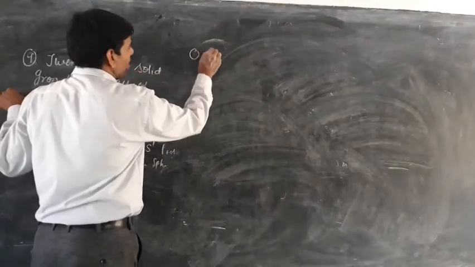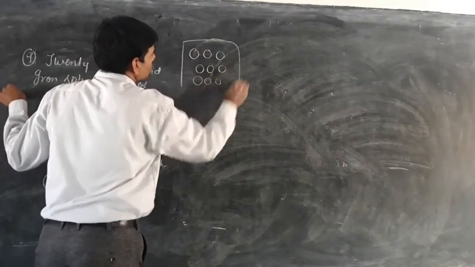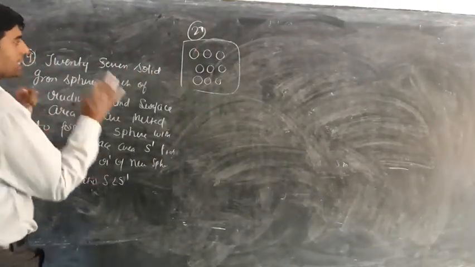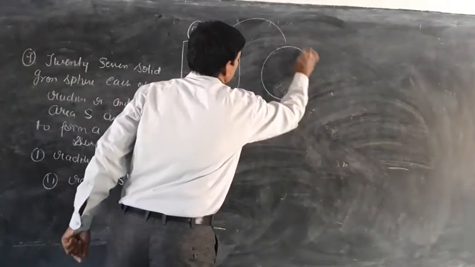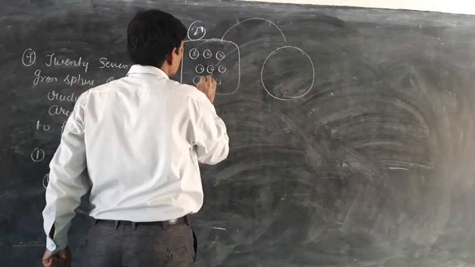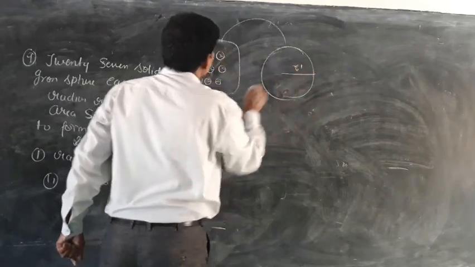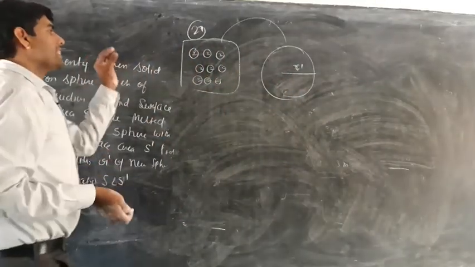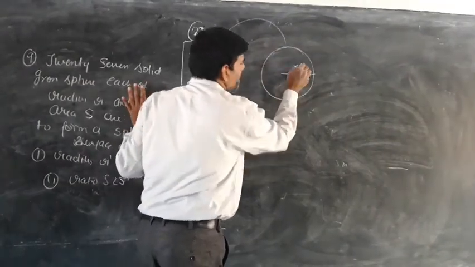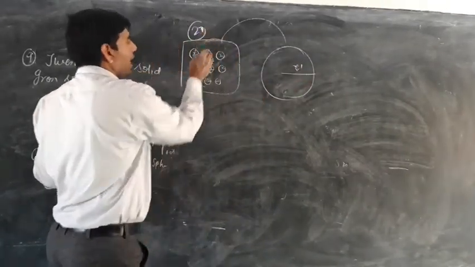The next question: 27 solid iron spheres. There are 27 small spheres. The 27 solid iron spheres are melted and converted into a new sphere. The radius of each small sphere will be small r, and all spheres will be the same size and shape. The new sphere formed by melting will have radius r dash. We find the radius of the new sphere in terms of the small r.